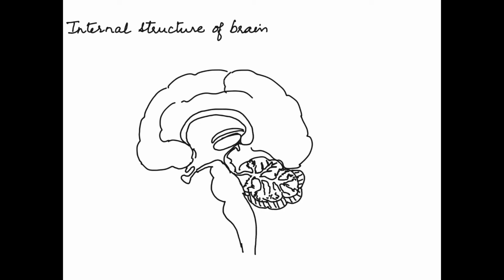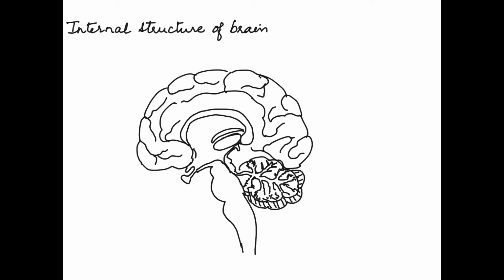Then we draw the convolutions, that is the ridges and the depressions of the cerebrum. It is said that the more these depressions, that increases the surface area for more neurons to be placed in the brain. So once we have completed drawing this, then we now start labeling the diagram.